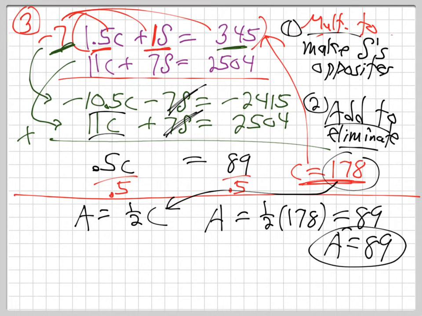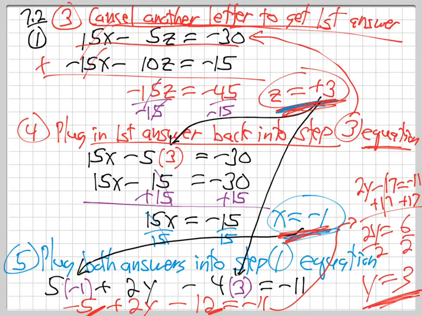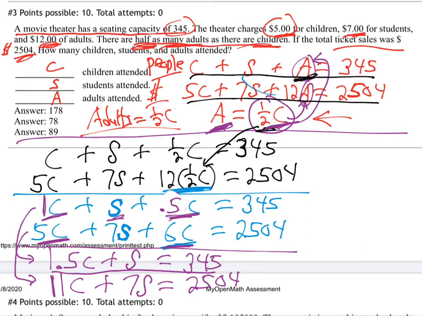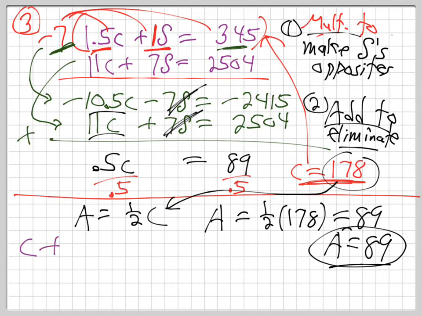Now what do we got left? We got children, we got adults, we got to find students. Now I'm going to grab an equation. Well, you can go back to the very first equation. You can go to anything really, anything you want to at this point. I'm going to grab the first equation. Children plus students plus adults, 345.